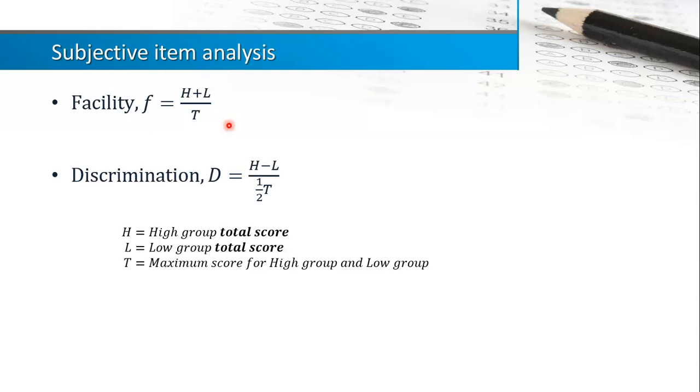F is equal to H plus L, and also the same thing for discrimination, D is H minus L divided by half of the T. But now you have to think slightly differently.